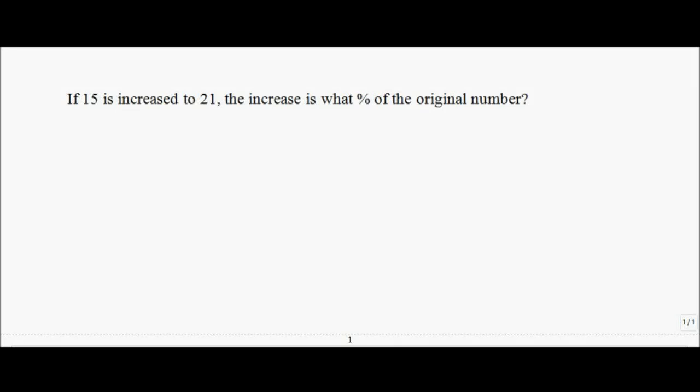Hey everybody, let's look at this problem. If 15 is increased to 21, the increase is what percent of the original number?